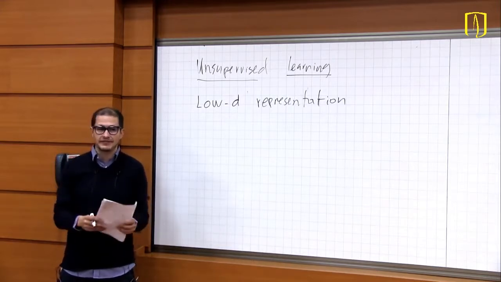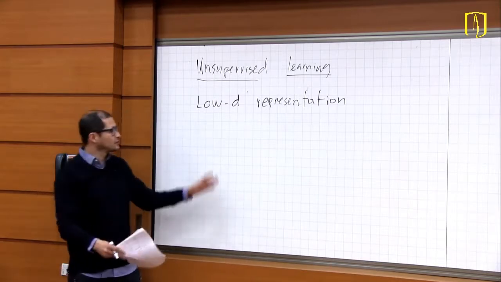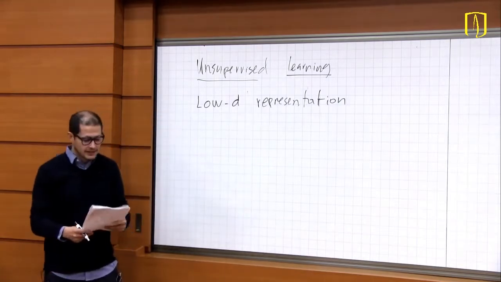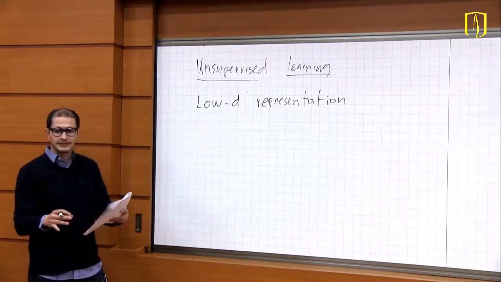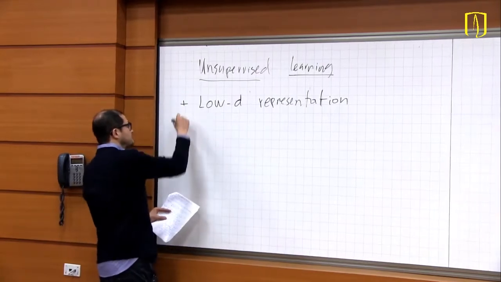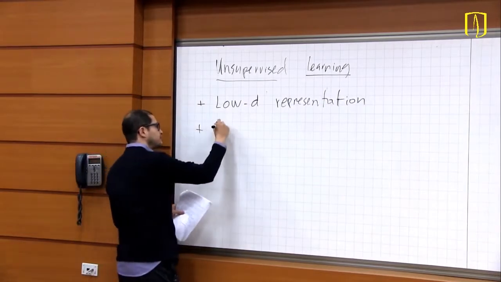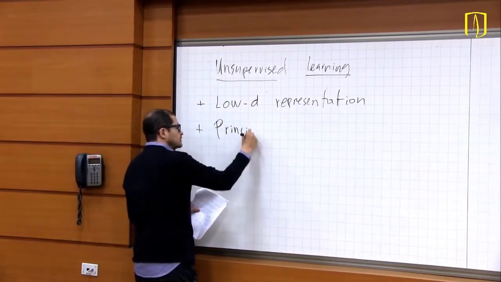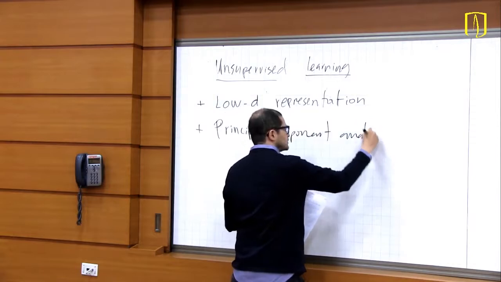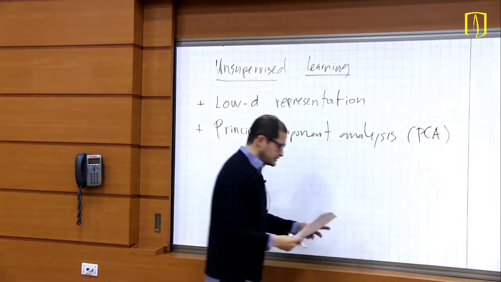So we want to see low-dimensional representations. For this type of data set it's very clear what they are, but you may encounter data sets that you can't understand so easily, so it's always good to try to understand what's going on in a low-dimensional representation. I'm going to describe one example, called principal component analysis, or PCA.